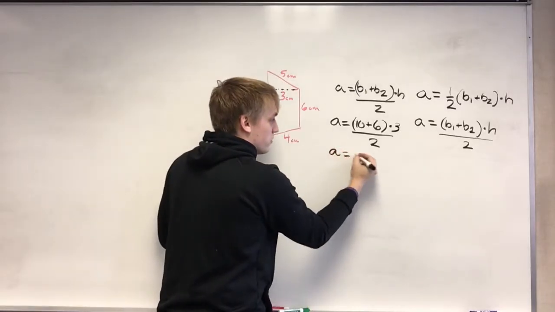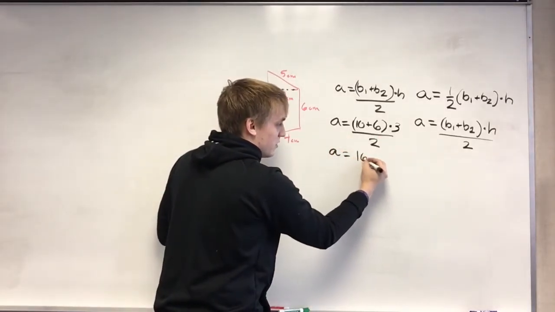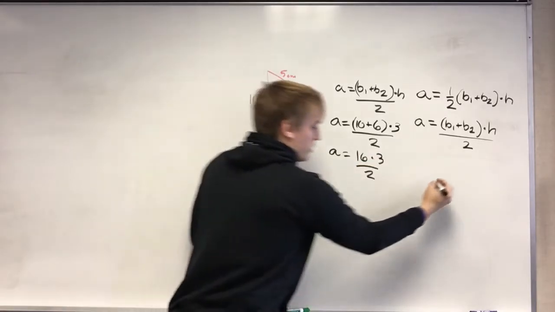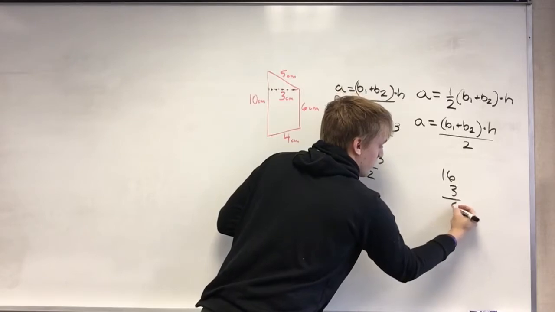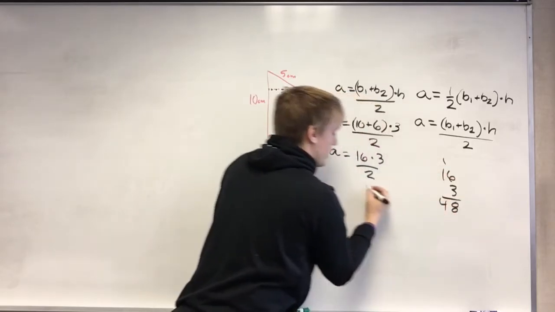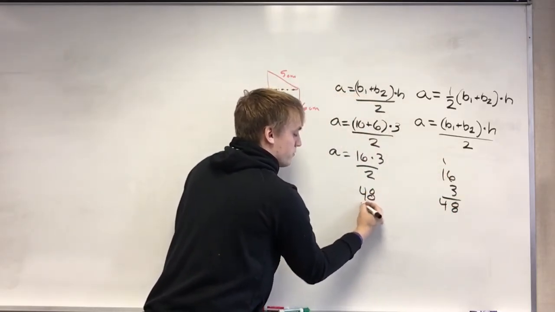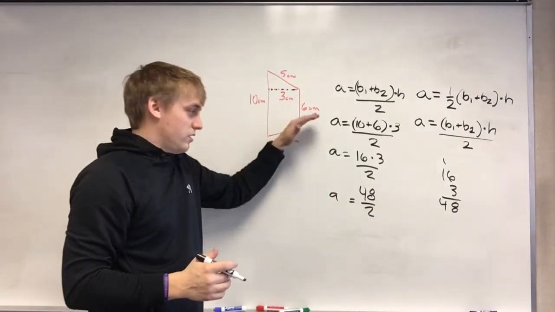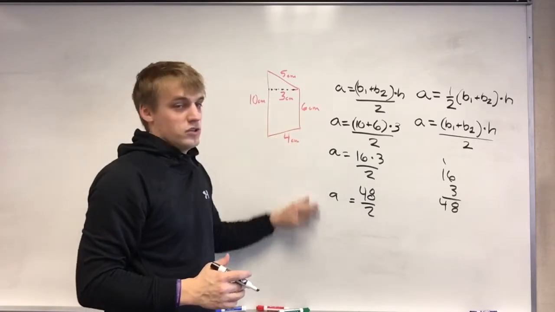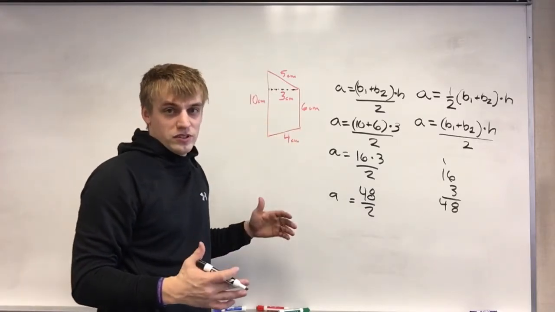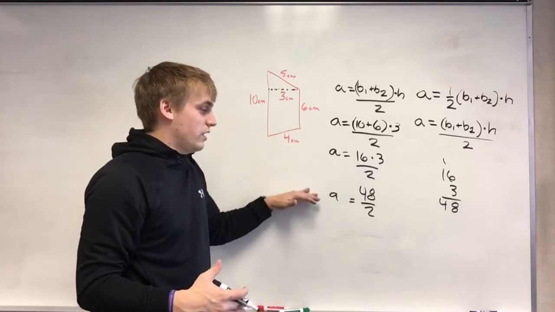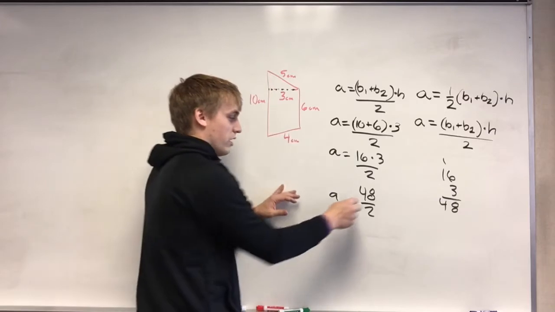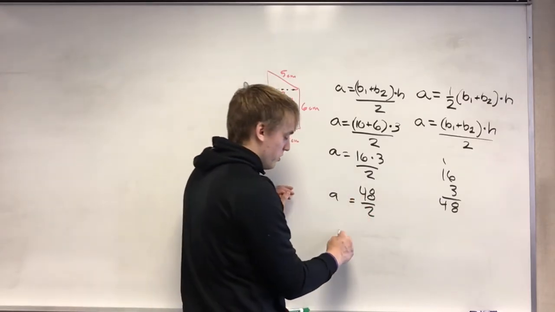So area equals 10 plus 6 is 16, times 3, divided by 2. 16 times 3, I don't know what that is, so I'm going to do it on the side. 48. Notice that I'm doing it step by step, and I'm going in order. Make sure that this is what your work looks like, because on trapezoids it's easy to get confused, and most of the mistakes that I see are because we're not showing our work correctly. 48 divided by 2 is 24.